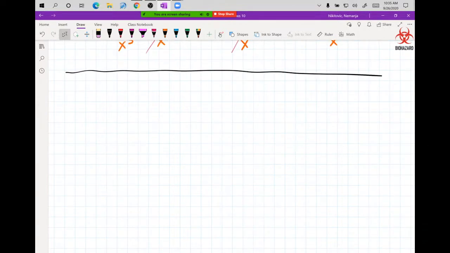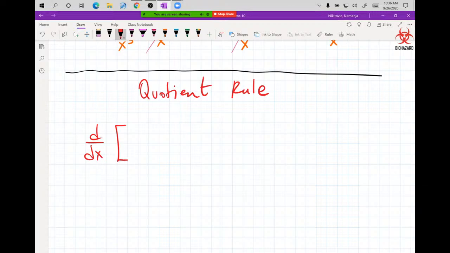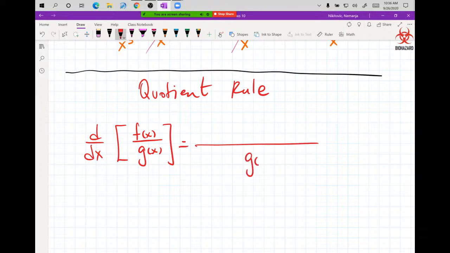Well, the last part of this lecture is the quotient rule, which is the rule for division. So now I have the derivative of f of x divided by g of x. So we have g of x squared, then you start with g of x, the derivative of f, minus f, derivative of g.